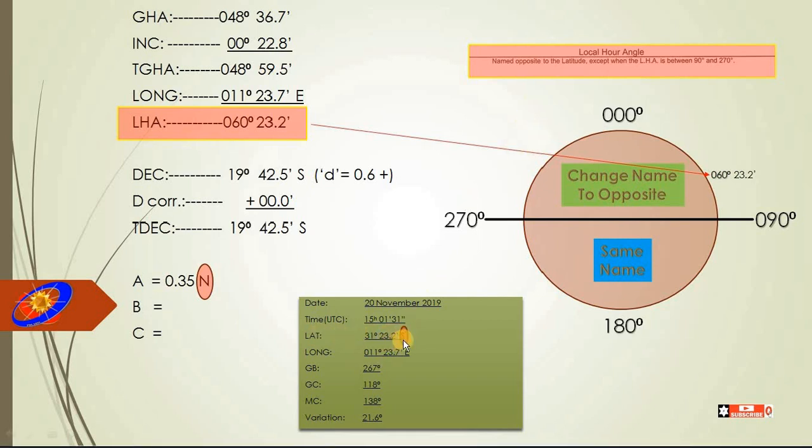The name of our latitude is south, so its opposite is north. That's why we have the name north on RA.